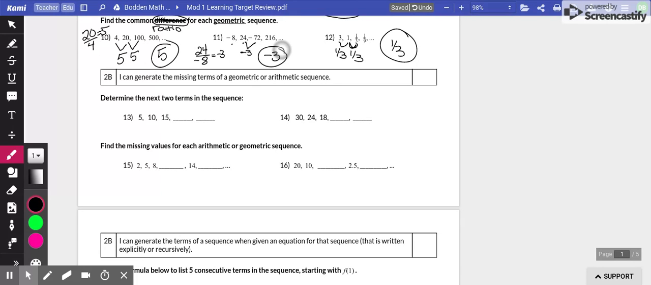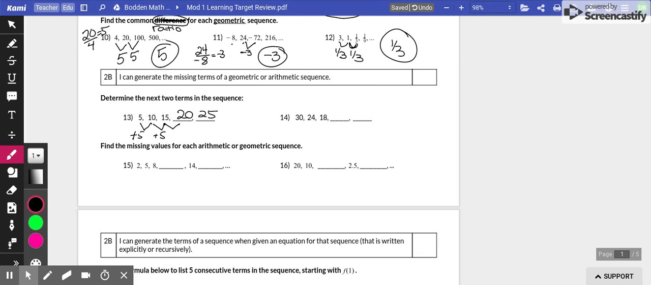Now, I can generate the missing terms of a geometric or arithmetic sequence. Same strategy as before. The only difference here is I have to decide, is it arithmetic or is it geometric? Well, this pattern looks pretty easy. 5, 10, 15. I am assuming my next pattern then is going to be 20 and 25, making this arithmetic because I'm adding 5 each time.